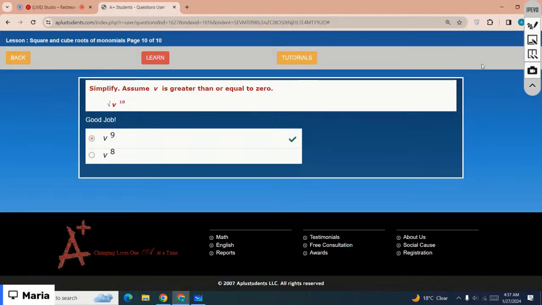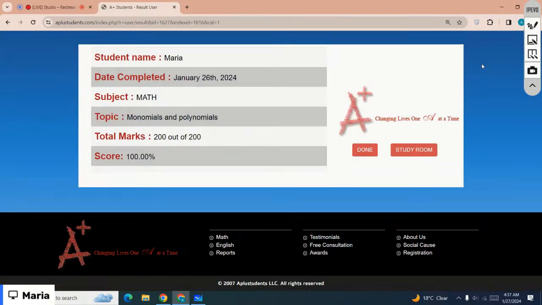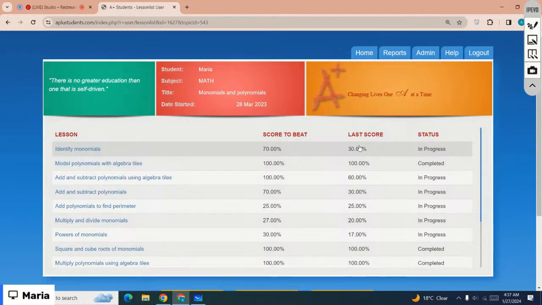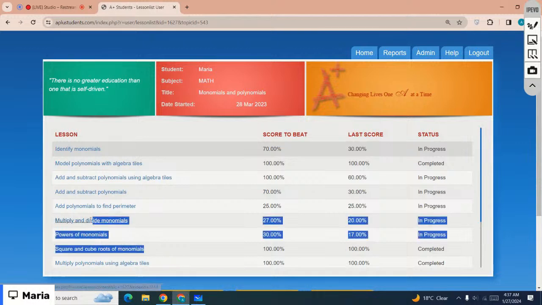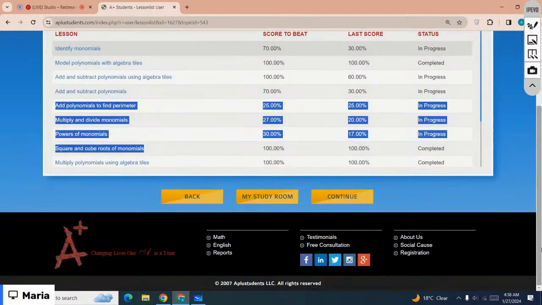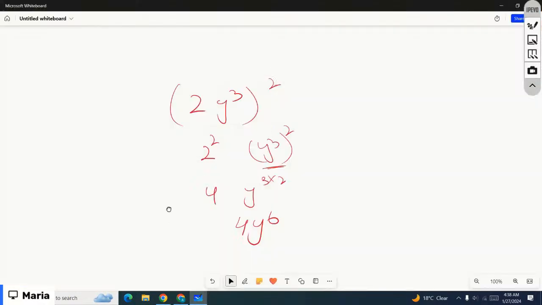Okay, we are done with the lesson. So we were working on grade 8 math. The chapter we're working on is polynomials and monomials. The lessons we have covered today are add polynomials to find parameter, multiply and divide monomials, power of monomials, and square and cube root of monomials, right? So please make sure before the next session you complete all the practice questions for the lessons we did today. That is your homework until next session, right?